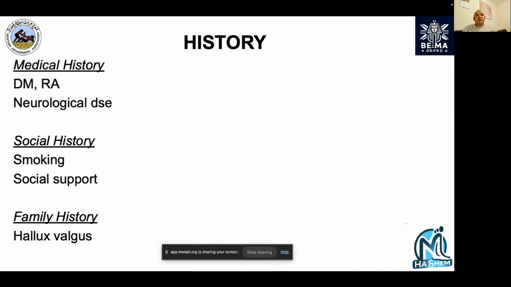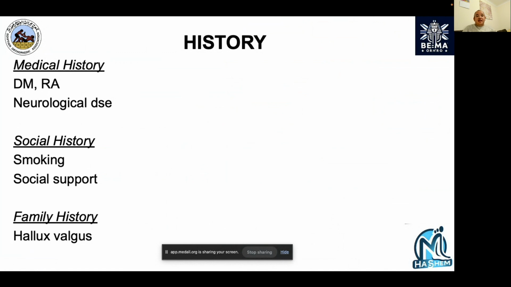With every foot and ankle patient, you need to take a proper history. The main medical history of concern for us is diabetes, rheumatoid arthritis, what type of management, what type of drugs, and whether it is controlled or not, and neurological diseases, definitely for the clawing and the cavus problem.